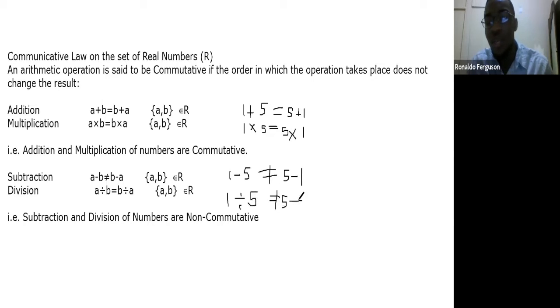And so what we can clearly state then is that the commutative property only applies for addition and multiplication of real numbers. As two real numbers, it only applies for addition and multiplication.